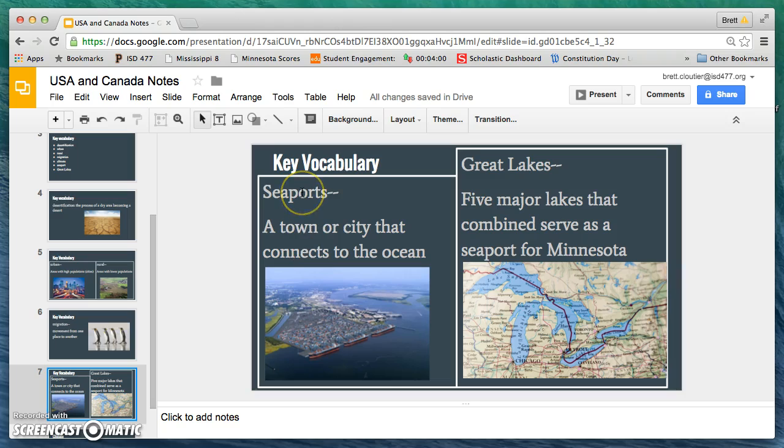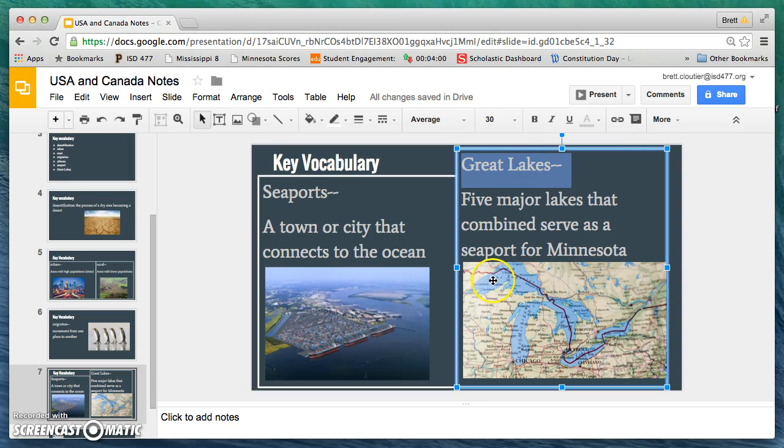Next, we have seaports and the Great Lakes. A seaport is a town or city that connects to the ocean. So many large cities, as you noticed on your maps from Monday and Tuesday, were located on either the Atlantic or the Pacific Ocean. Seaports are towns or cities that are located on the ocean. And then the Great Lakes. The Great Lakes are an example of Minnesota's one seaport.